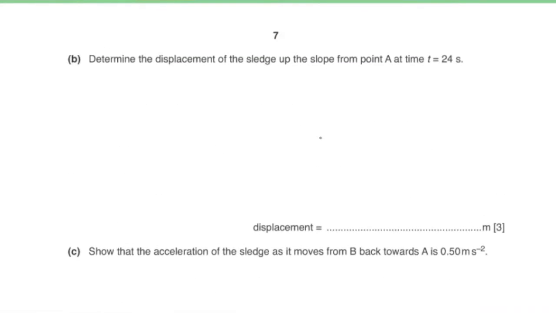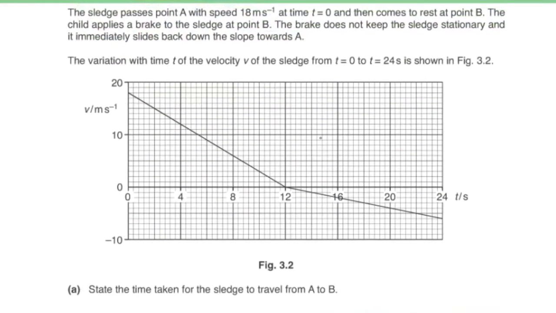Part B, determine the displacement of the sledge up the slope from point A at time t equals 24 seconds. So from t equals 0 until t equals 12 seconds, this is the distance it covers, meaning A to B. And from B to A, it covers this distance. Displacement is the shortest distance traveled by the sledge from starting point to the finishing point.